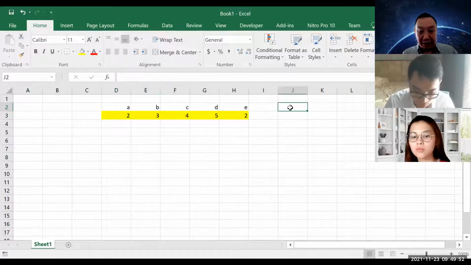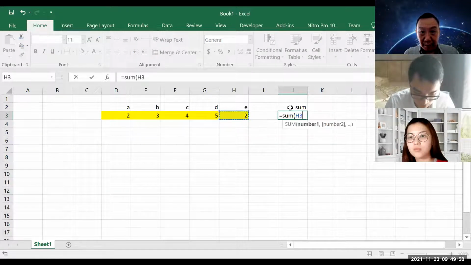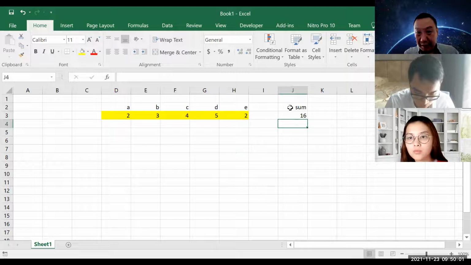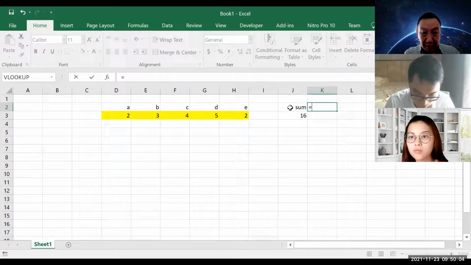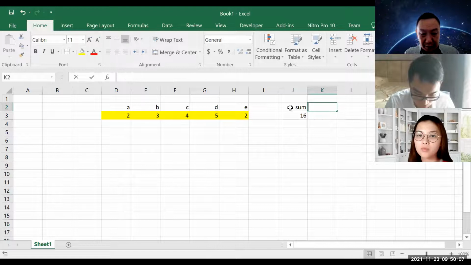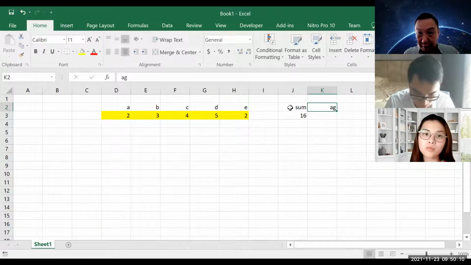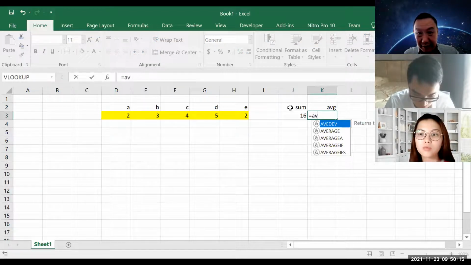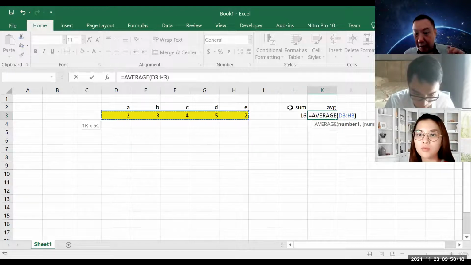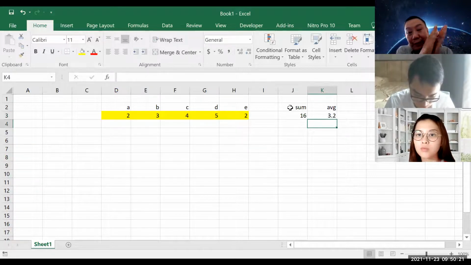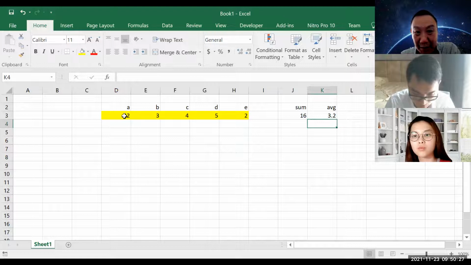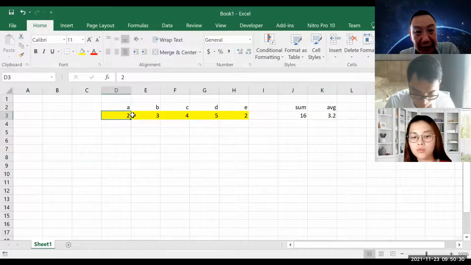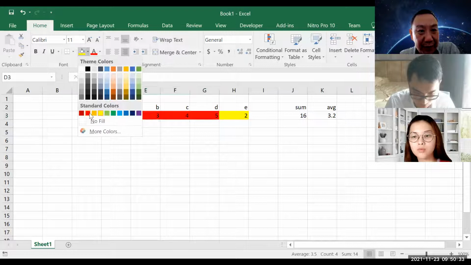So now I have the sum in here, which is the sum of this one, right? And then I have the average here. Average, okay, 3.2. My question is this. Okay, this is a random number. You can change any number. My question is this. Suppose I fix these numbers.